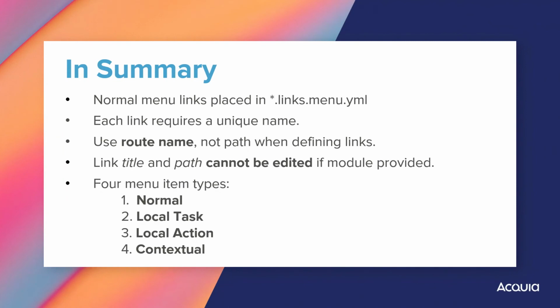Great job completing the code to create menu items. At this point, by developing the code required for menu items, you have demonstrated competency in this area. To review, normal menu links are placed in the links.menu.yaml file of your module. Each link needs to have a unique name, which begins with the module name. Each menu item uses route names rather than paths. We learned that links provided by modules cannot have their title or path edited by site administrators. We also learned the four types of menu items: normal, local task, local actions, and contextual menu items.